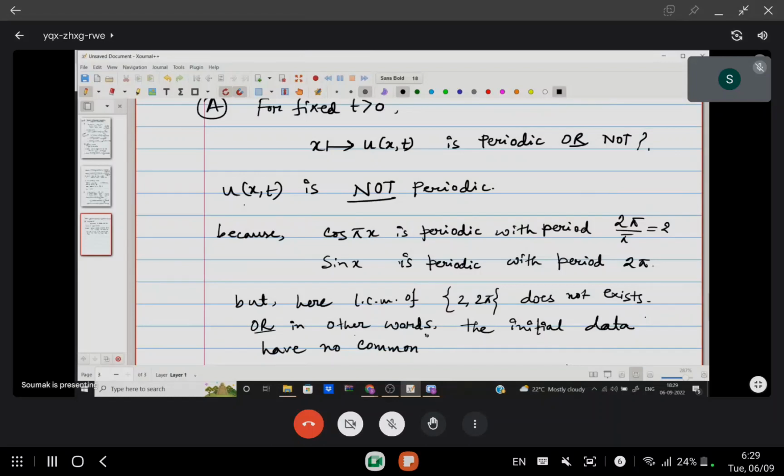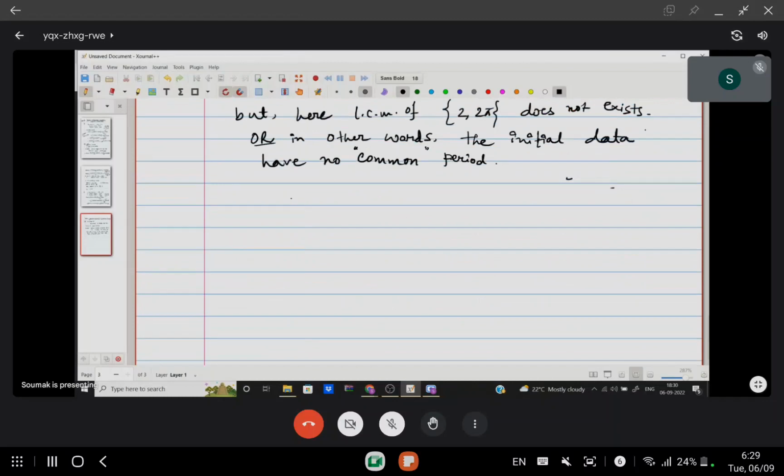This term you said has a common period? No, there is no common period, so the solution is not periodic. Sir, actually, we have learned that we can find the LCM of any two numbers, and here 2 and 2 pi are real numbers. Then what is the LCM? Tell me. The LCM of these two numbers doesn't exist.